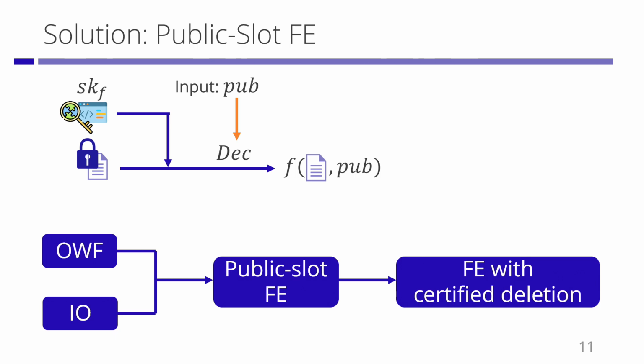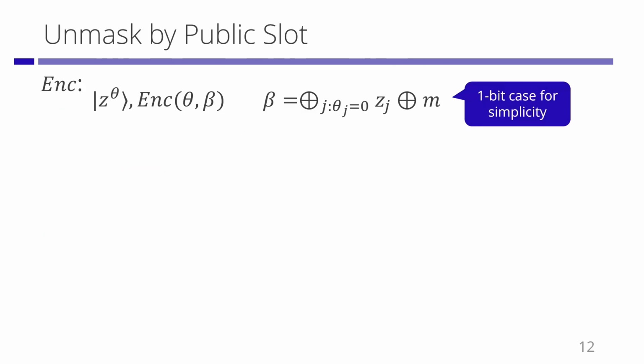And then we transform this public slot FE into FE with certified deletion. Let's see how to obtain FE with certified deletion from public slot FE on the next slide. The idea is that by using the public slot part, we unmask the plaintext. So the encryption algorithm is the same as the original compiler. This algorithm outputs the BB84 state, and we encrypt theta and beta. Beta is the masked plaintext, as before.